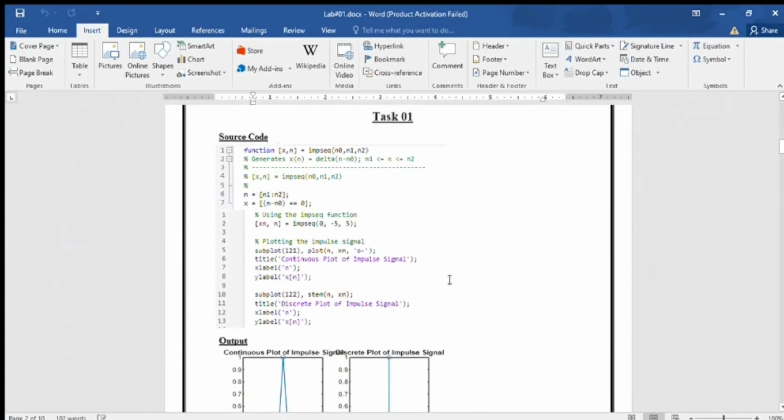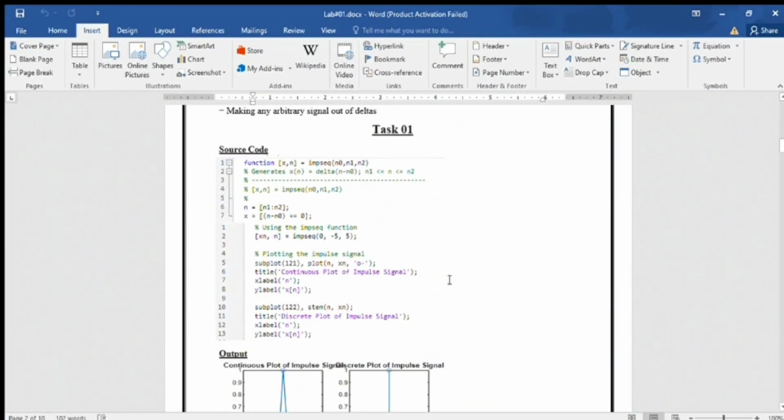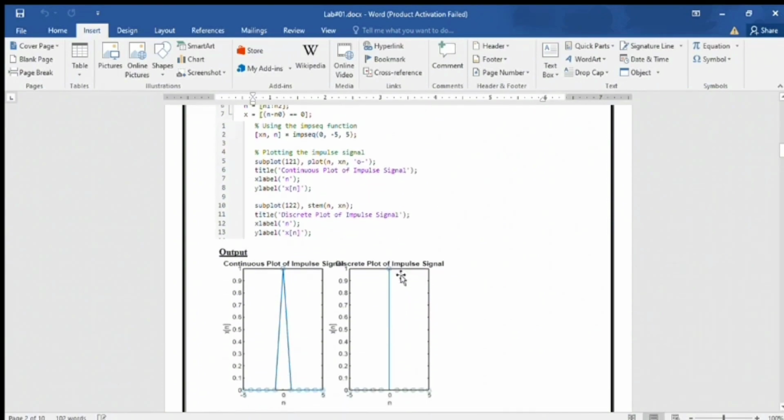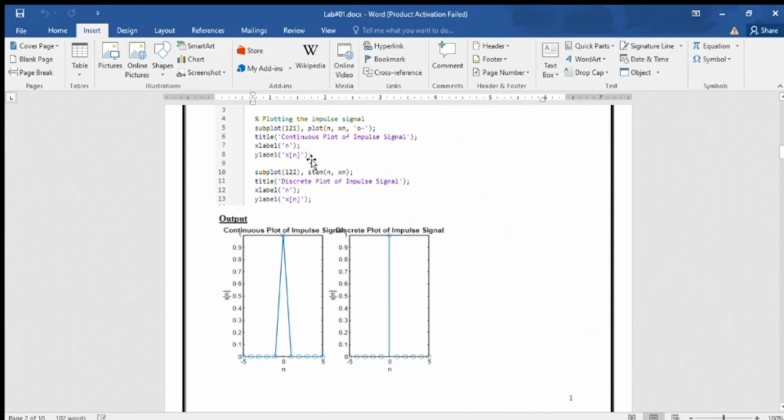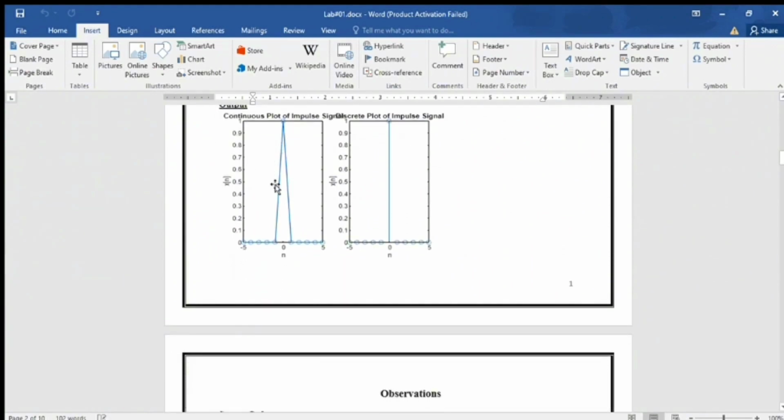In this we have a function impulse sequence which takes the three inputs n0, n1 and n2. n0 is the center point, n1 and n2 are the starting and ending points. We are taking the example here which has a midpoint of 0, starting from -5 to 5. We are calling the function impulse sequence and plotting the results. After plotting the results we have this output. One is the continuous plot and the other is the discrete plot.